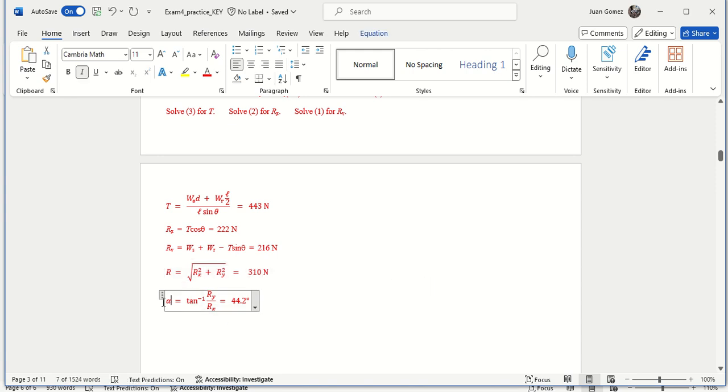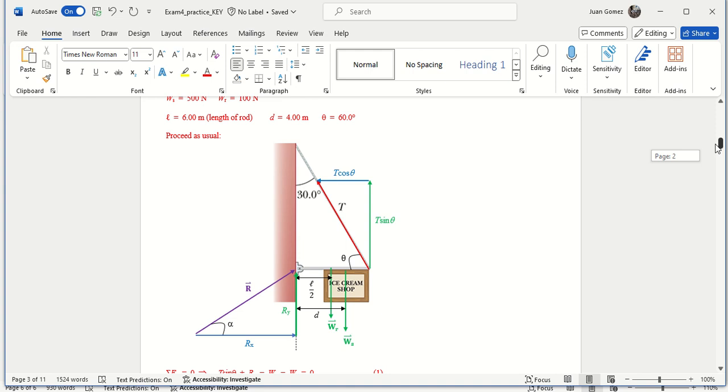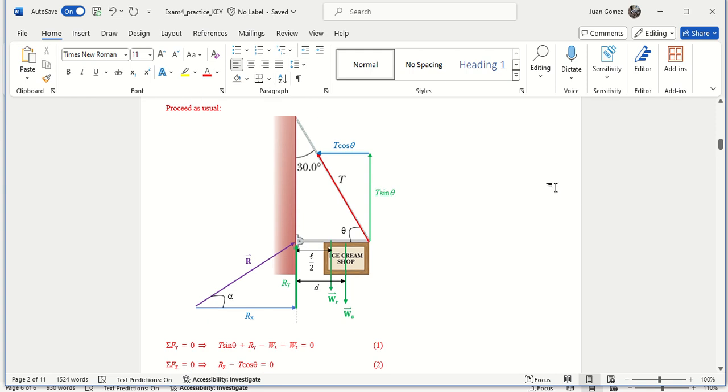To get the direction, meaning we want the angle alpha, inverse tan. So the Pythagorean theorem gives you the magnitude of R is 310 newtons. Arctan gives you alpha is 44.2 degrees. And that's it. So the rubric never changes. And a good diagram like the one here can really help you out a lot. Let me go ahead and save this video and get it posted.